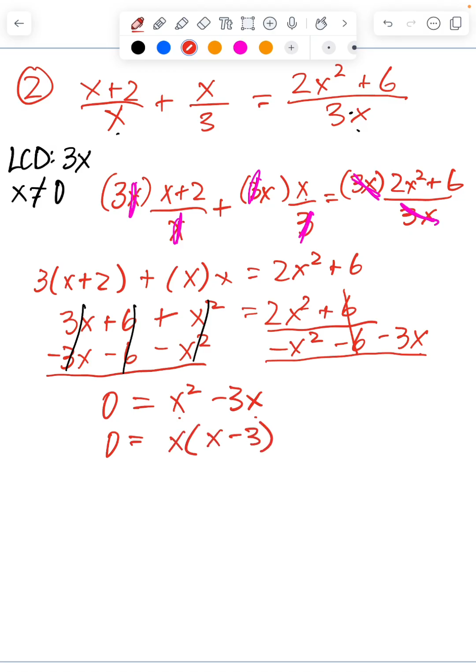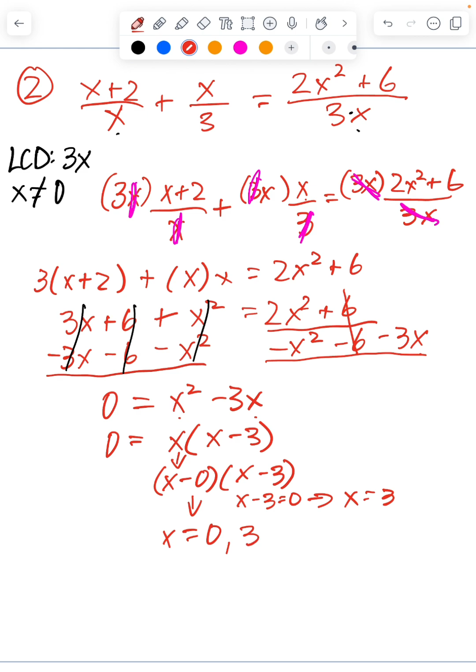My zeros of the factors are my solutions. Just for clarification, this is x by itself, so I could represent this as x minus 0, and x minus 3 is just x minus 3. x minus 0 is just x. So the zero for this is x = 0, and for x minus 3, what will make this factor 0? x minus 3 equals 0, and I'm solving for x. I add 3 to both sides, so x equals 3. So my solutions are 0 and 3.